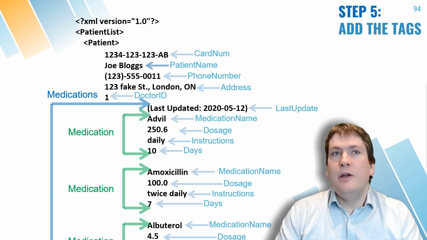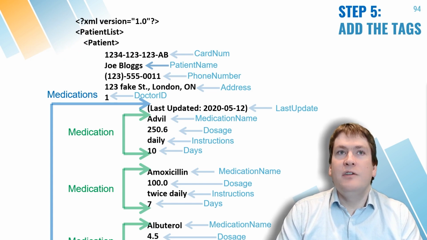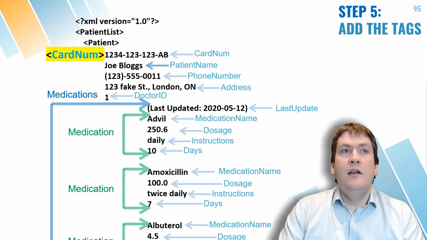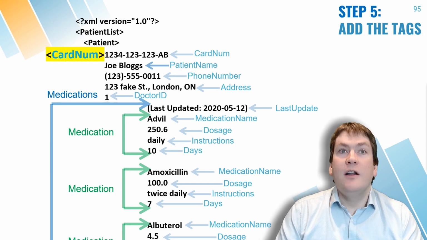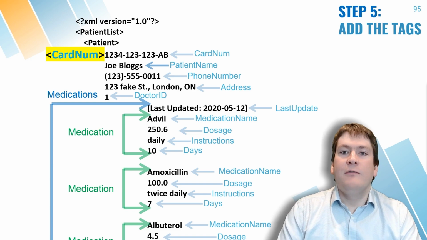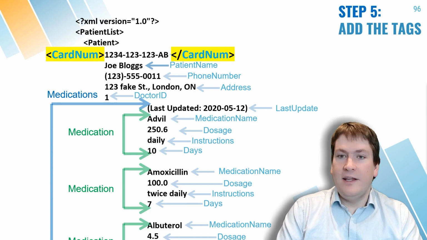Now the next thing we're going to hit, in a grouping, is a data element, card number in this case. So we're going to start by adding the card number opening tag, the start tag, in front of card num on the same line. And then we have to have a matching closing tag on the other side.